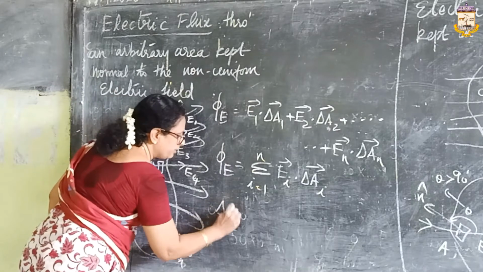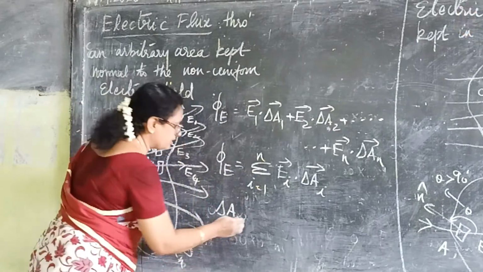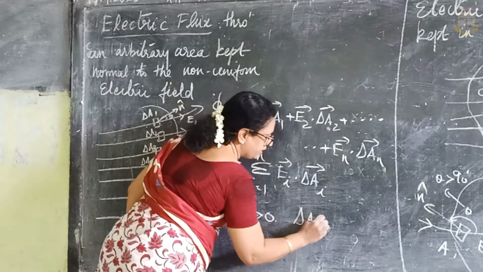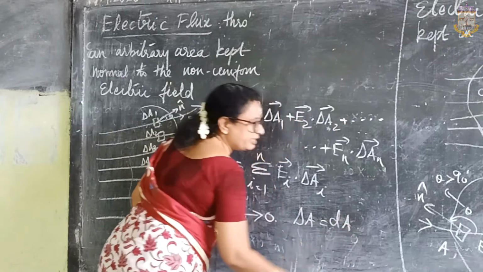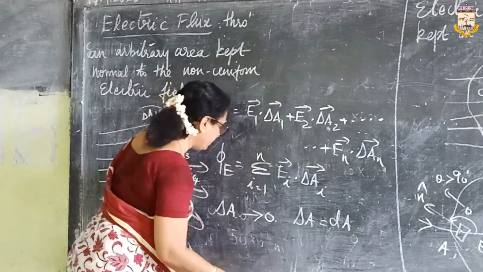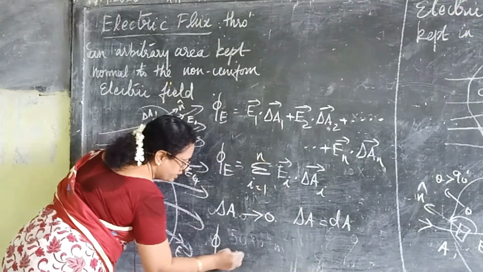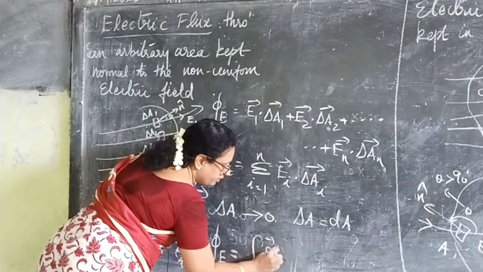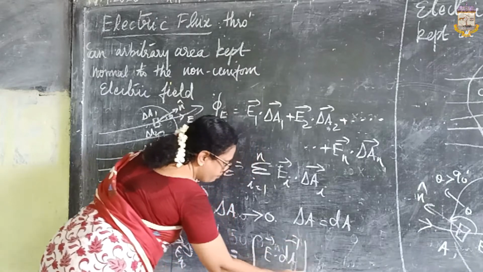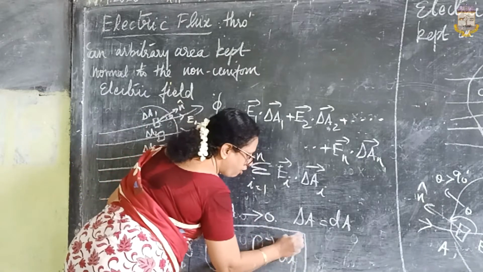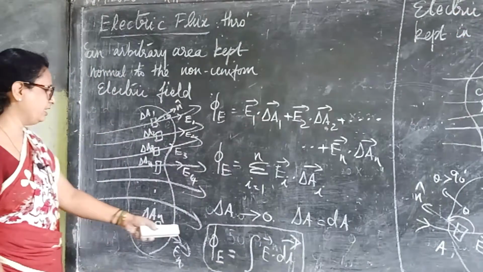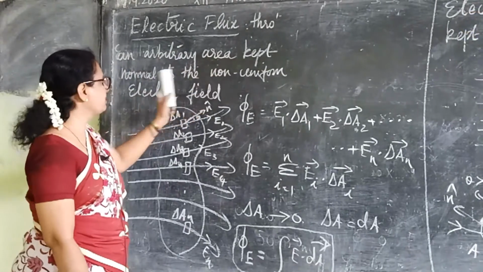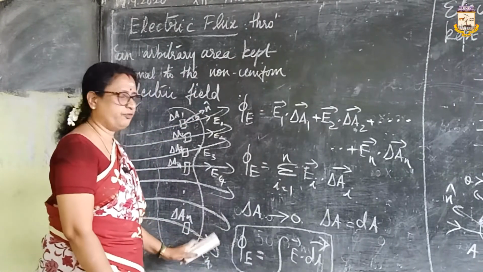The area element del A is very small in the sense that it tends to 0. In such a case, this del A we can write as dA, and the summation will become an integration. So we have the expression for electric flux as integral E vector dot dA vector. This is the simple expression for the electric flux phi E through an arbitrary area which is kept in a non-uniform electric field.